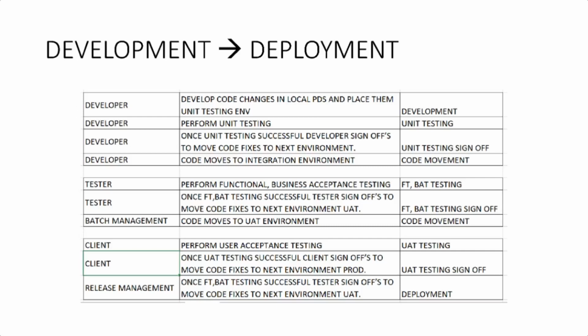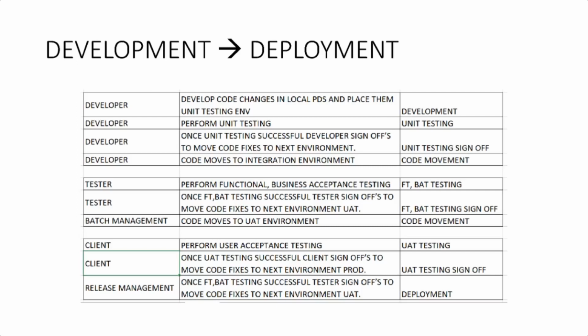So who will do the code move changes? Developer will do that. Developer code moves to the next environment, integration. This is called code movement step. Once the code movement happens to the integration environment, the tester takes over the task. Testers like functional tester, BAT, business acceptance tester, take the look of requirement and they perform the FT BAT testings. This is the piece called FT BAT testing.